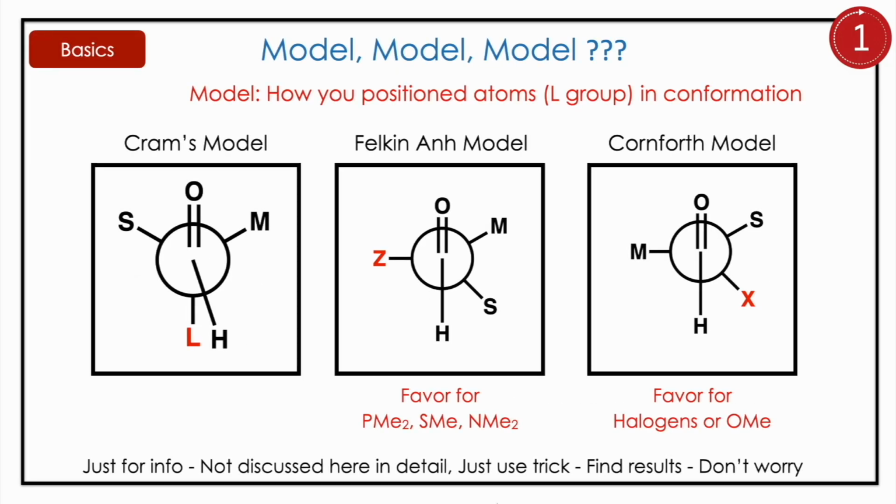Then you might come across the word model. There are three known models: Cram's model, Felkin-Anh model, Cornforth model. Cram's model we have seen. The Felkin-Anh model also gives the same result but with a different conformation, a staggered position, but in Cram it is the eclipsed position. Cornforth is only for halogen or O-methyl. All will give the same result, just a different clarification and better understanding. You need not worry about these models. Just go with the table and find the final product.